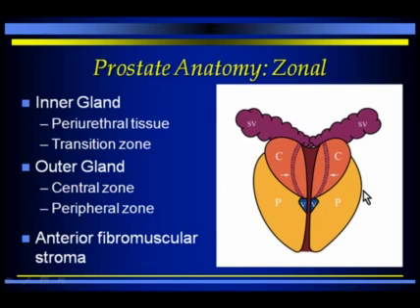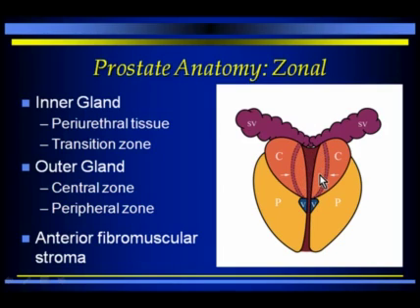Before we go any further talking about the ejaculatory ducts and the relationships of the different parts of the prostate, it's important to understand the zonal anatomy. The zonal anatomy here is basically a way of breaking up the prostate into 4 different zones and categorizing where the lesions are. So the inner gland, which we talked about before when we talked about benign prostatic hyperplasia, consists of the tissue which is right around the urethra, which is the periurethral tissue, and a very small amount of tissue which is present only above the level of the verumontanum, which is the transition zone.